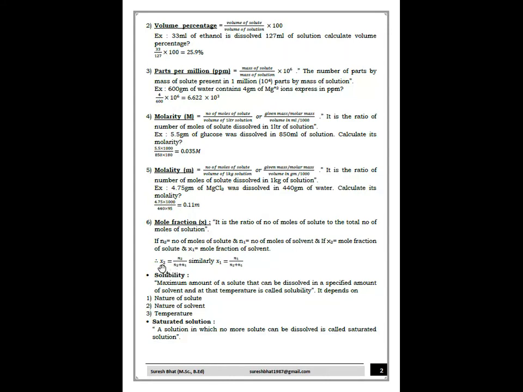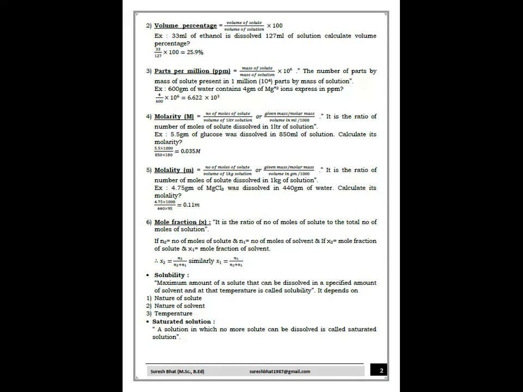So this is for the mole fraction of solute. Now similarly, the mole fraction of solvent is the ratio of the number of moles of solvent to the total number of moles of solution. So the number of moles of solution is N2 plus N1, where N1 represents the number of moles of solvent. So here we have two formulas for solute and solvent. Mole fraction of solute is the number of moles of solute to the total number of moles of solution. Mole fraction of solvent is the number of moles of solvent to the total number of moles of solution. Now this is the important one.